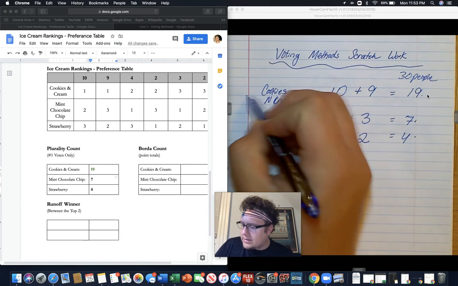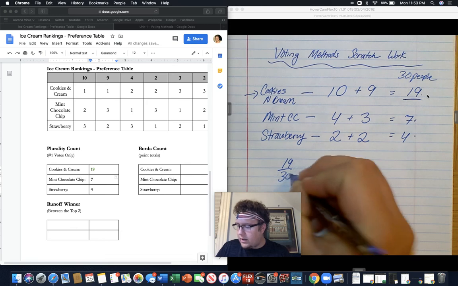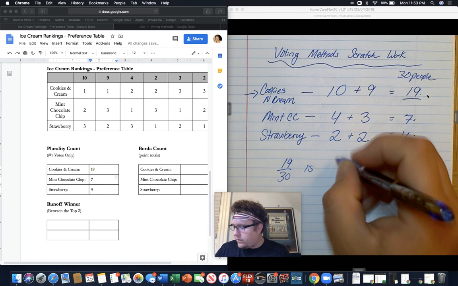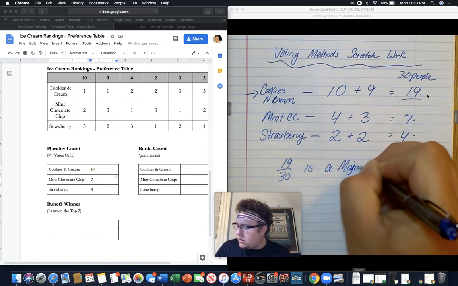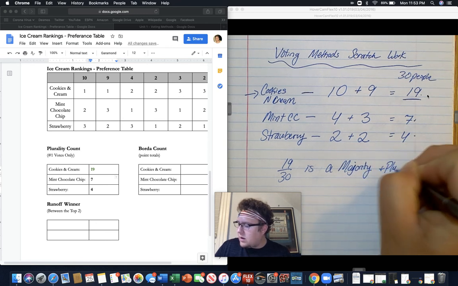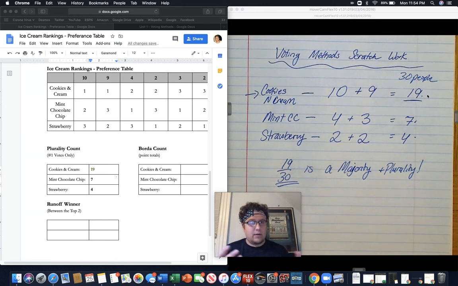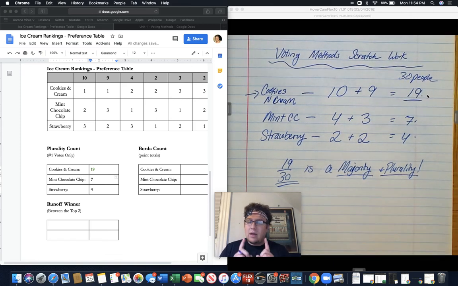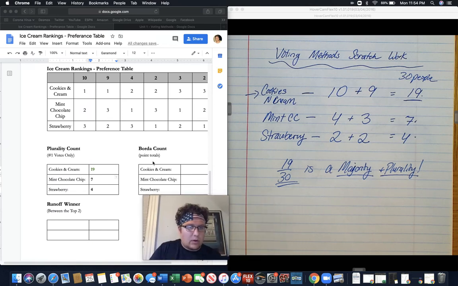So we look over to cookies and cream. 19. Well, 19 out of 30, that's bigger than 50% because 15 out of 30 would be over 50. So 19 out of 30 is a majority and a plurality here. Okay, so that's not always going to happen, but cookies and cream was an overwhelmingly popular choice. So not only was it the plurality winner, but it did receive a majority. But we are still going to do a runoff because we need to get a better look at this data.